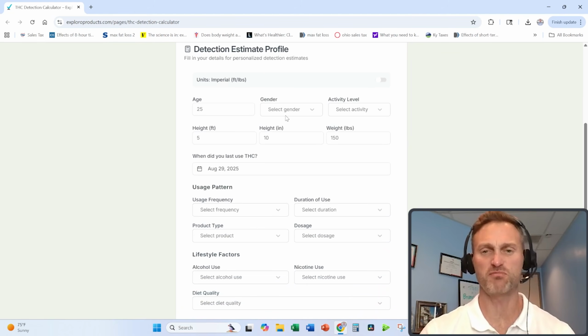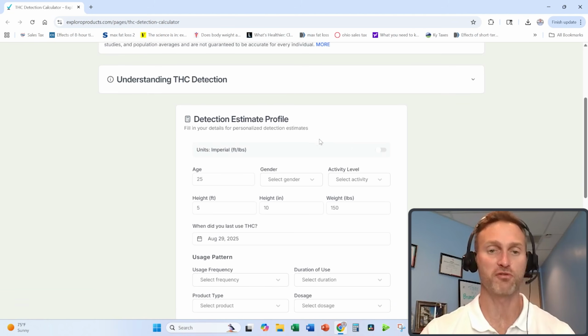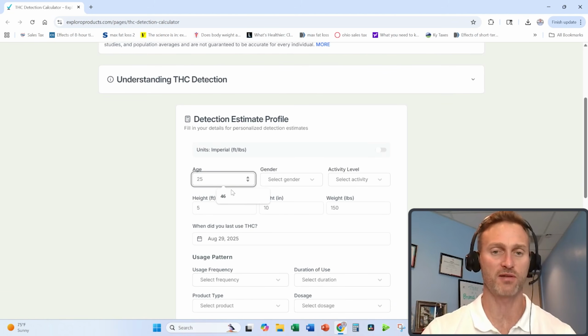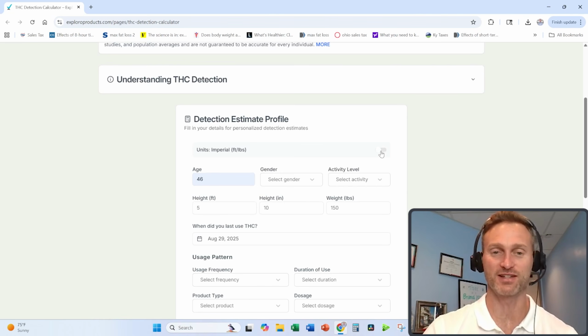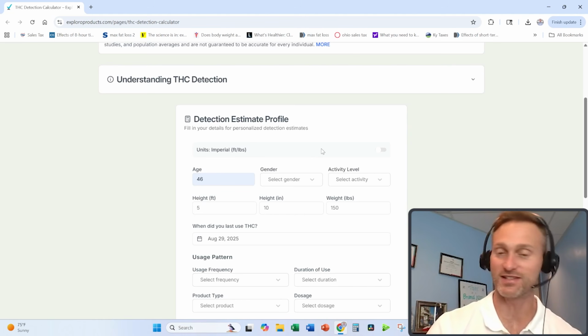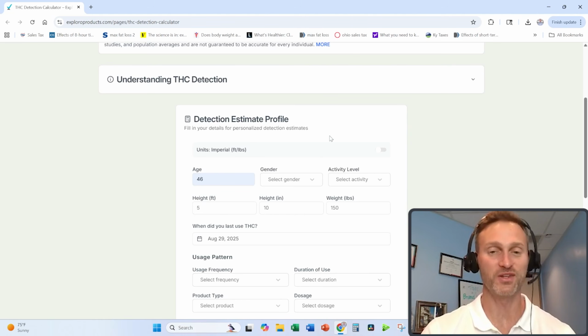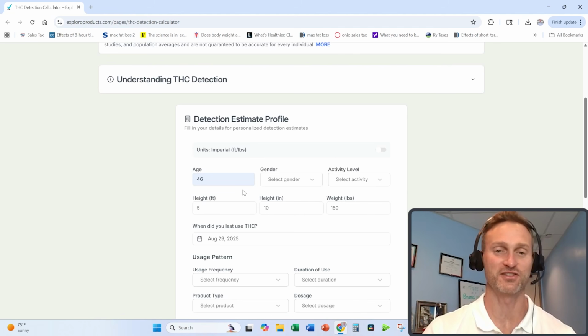Now, first things first, I've played around with this a little bit. I haven't calculated anything yet, but I've entered some information in previously. So my age will just pre-populate, which is pretty neat. I'm 46. The first thing up here is we can toggle between metric units, centimeters and kilograms, and imperial feet and pounds. I am in the United States. We are still one of the only countries in the world, I think there's just a couple countries that still use feet and pounds, but we do. So that's what I'm going to do here.